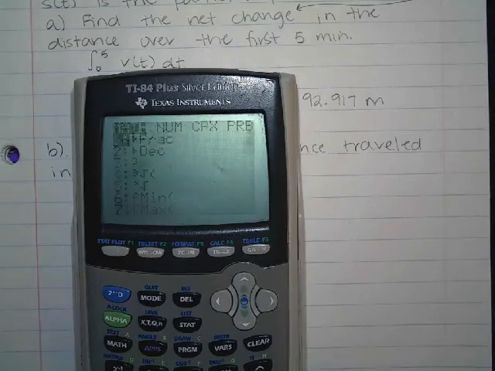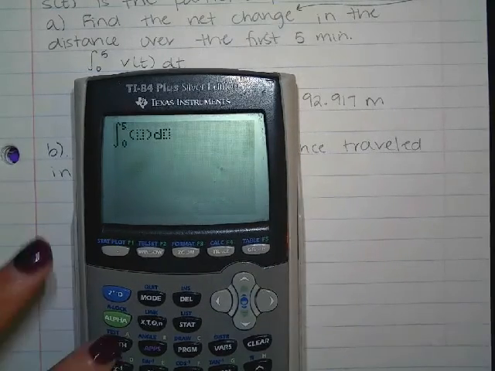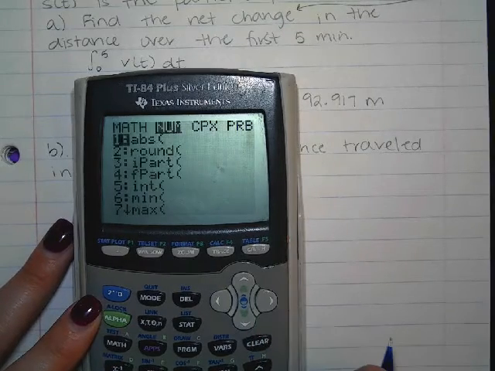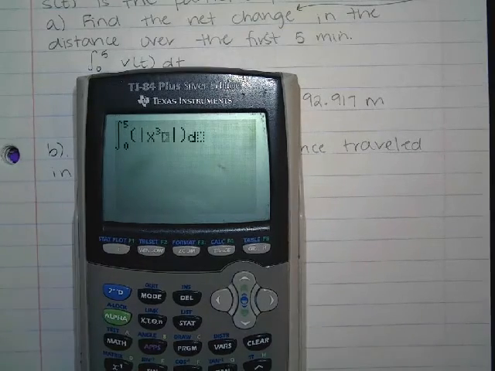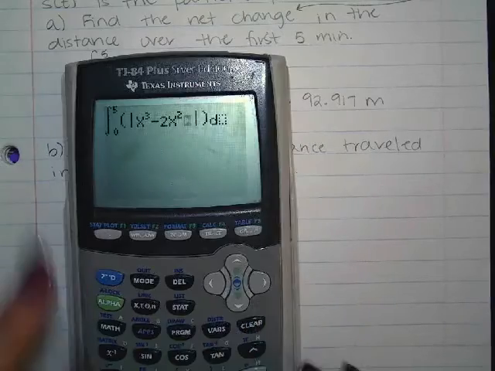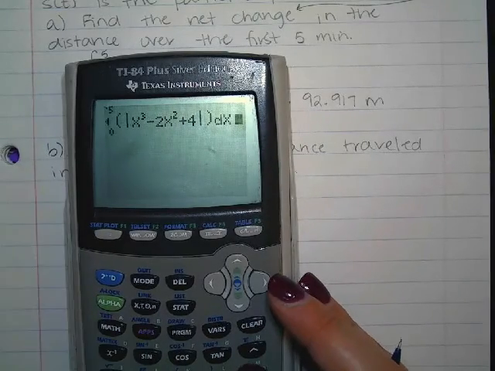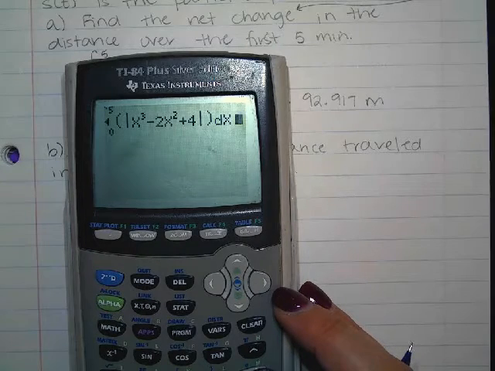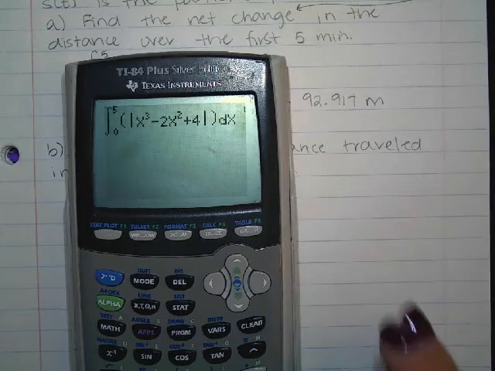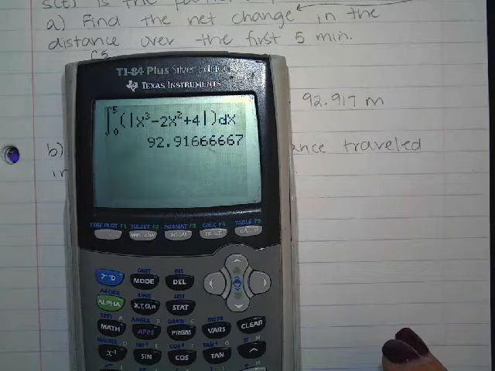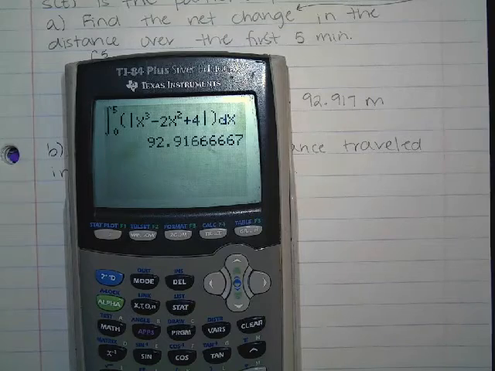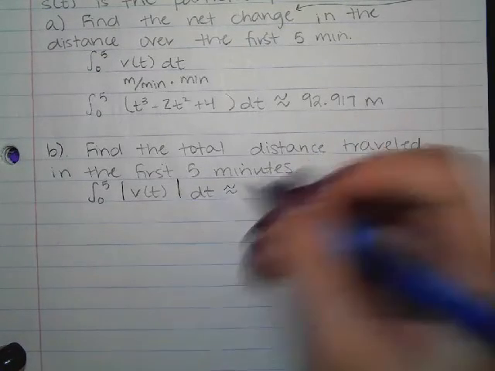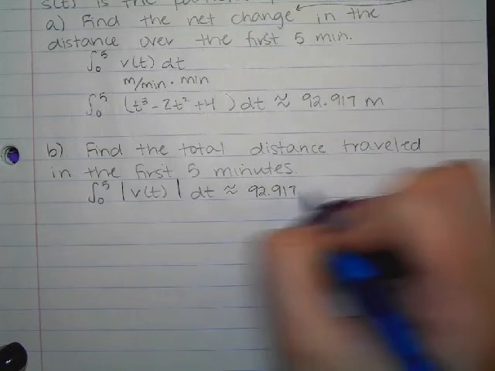So math 9, 0 to 5. Math over to number, absolute value. X to the third minus 2x squared plus 4. Okay, and what do you guys get? 92.917. Okay, so if the total distance and the displacement are the exact same number, what does that tell you? Never changed directions, you just went one direction the whole time. Okay, so we're going to say 92.917 meters again.